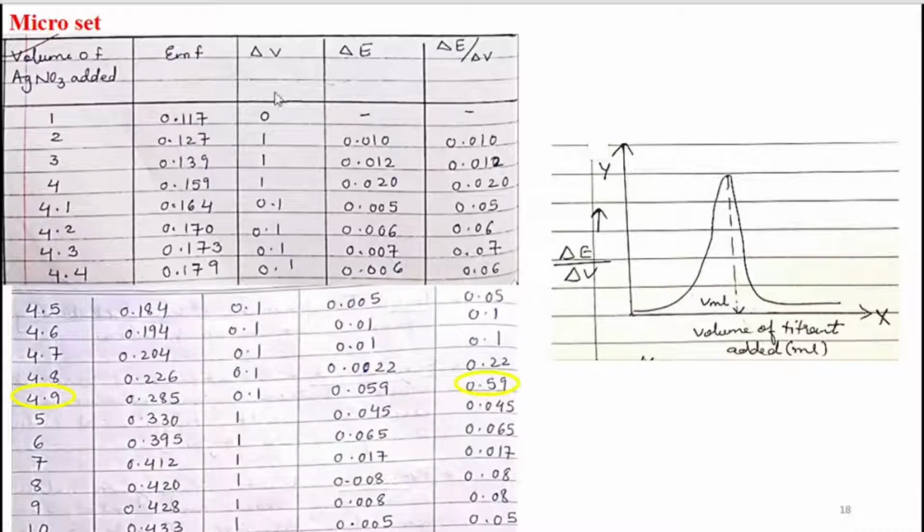Okay, then you have to find out the delta V, delta E, then delta E upon delta V. Then you have to draw a graph of delta E upon delta V versus the volume of the titrant which is being added. Okay, so you will be getting a peak like this. Okay, and where you get the maximum reading, from there you need to draw a straight line in order to obtain the equivalence point. Okay, so you can see over here, if you see all of these values, then the maximum is obtained at 0.59.